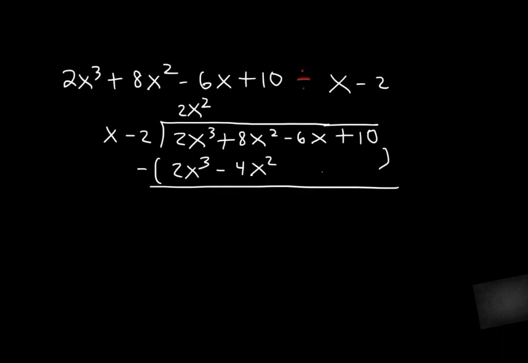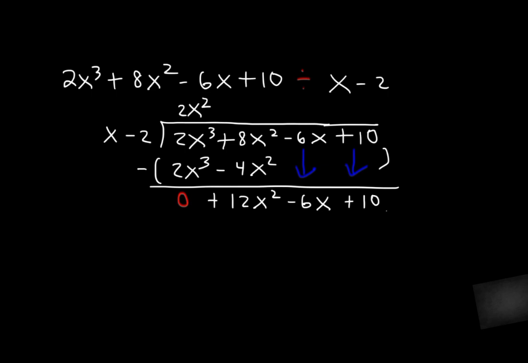So now let's subtract. 2x cubed minus 2x cubed, those two will always cancel, and so that's 0. 8x squared minus negative 4x squared is basically the same as 8x squared plus 4x squared, and that's equal to positive 12x squared. Now everything else, we're just going to bring it down to the next level. So we have negative 6x and positive 10.